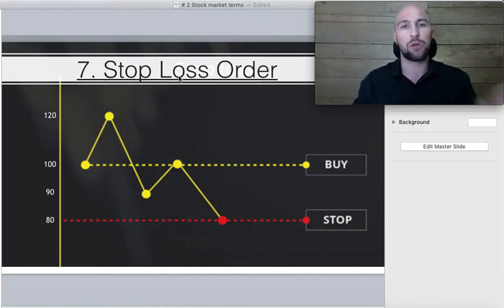Number 7 is stop loss order. Not everybody uses stop loss orders. Mostly day traders, mostly traders, or mostly people that feel like they don't want to lose too much on their investment. So how does that work?